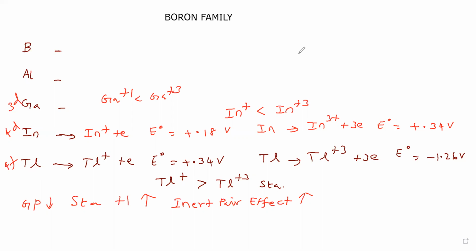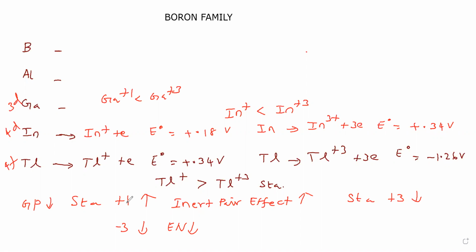So down the group, the inert pair effect tendency increases, we said. Therefore, the stability of plus 3 decreases. Then what about minus 3 stability? Minus 3 stability decreases down the group because electronegativity decreases. Electronegativity is decreasing down the group. Therefore, minus 3 stability decreases.